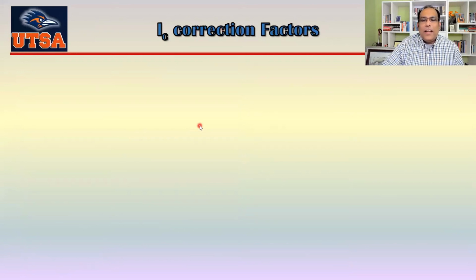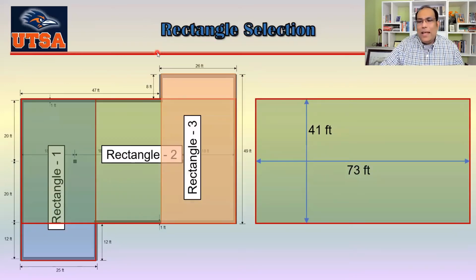The LC correction factor. LC is the length. Now you can see you don't need any correction if your length in the long direction, which we are calling LL and LS, for long and short, is over 100 feet. Our LL is 73 and LS is 41, so both of them are smaller than 100 feet. So I need some sort of adjustment on that, right? I have to find out what my K factor is for that.